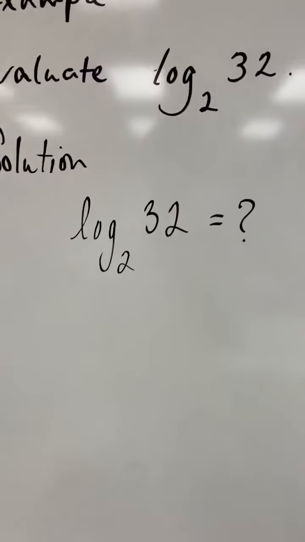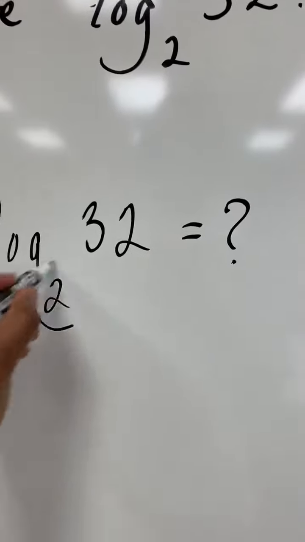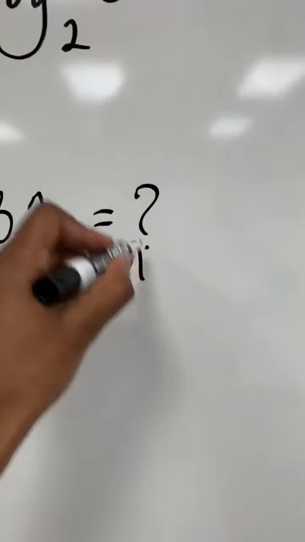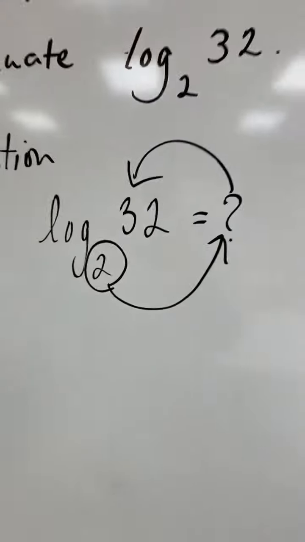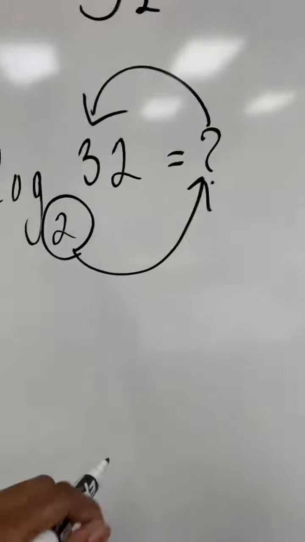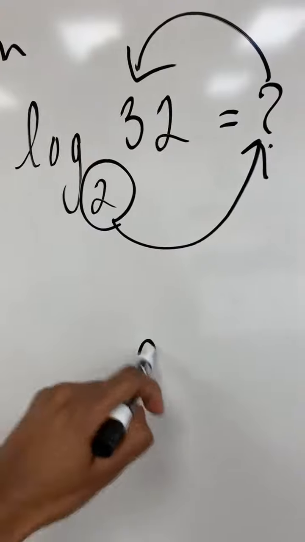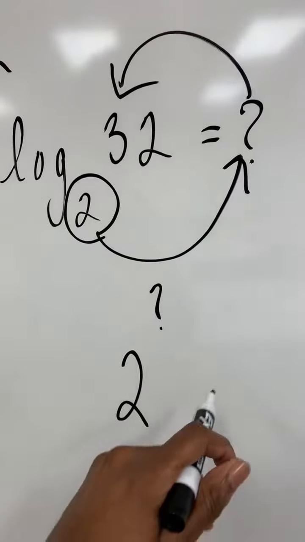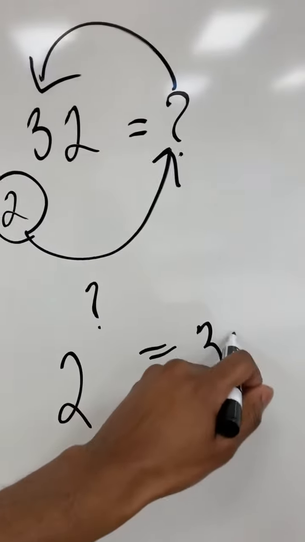All right, so here we go. That means we're going to take the 2, raise it to this question mark, and set it equal to 32. So we're going to raise 2 to a question mark, and that's equal to 32. And that's what we need to write in exponent form. 2 to the blank is equal to 32.